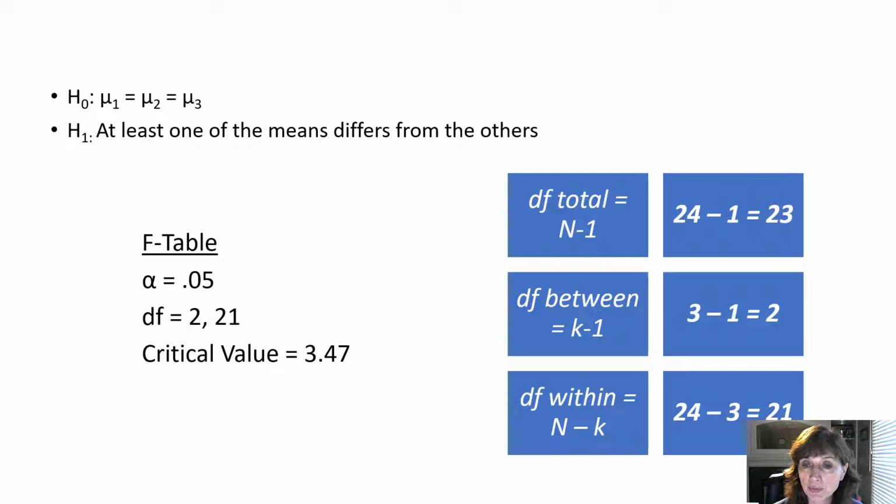And then the degrees of freedom for the denominator is our degrees of freedom within, which is big N minus K. Big N is 24. K is 3, so 24 minus 3 is 21. So these are the degrees of freedom we're going to be working with. We need degrees of freedom between and degrees of freedom within to look up our critical value in the F table, but we're also going to need these degrees of freedom when we calculate our F statistic. So we're going to come back to these in a few minutes.